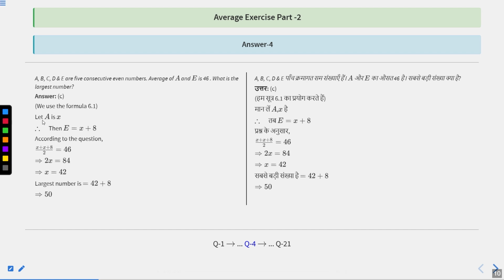Now we let the value of A equal X. So what will be the value of E? It becomes X plus 8, because A and E are both even numbers, so the gap between A and E will be 8. So E will be X plus 8. According to the question, (X plus X plus 8) by 2 is given as 46. So what will be X? X equals 42. So what will be the largest number? It will be 42 plus 8, which is 50. C is the correct answer. Next one.